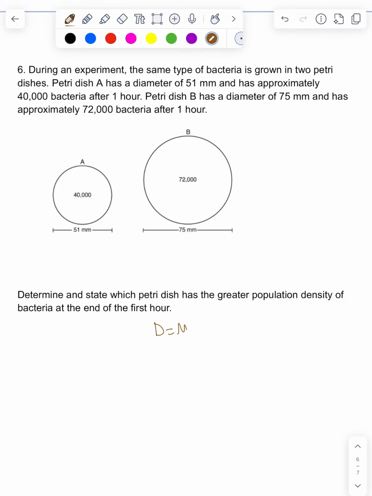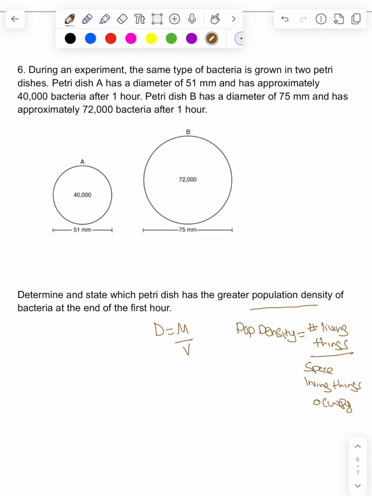So D equals M over V. And remember, when we're talking about population density, what we're really talking about is the density of living things, how spread out living things are in the area that they are inhabiting. So instead of mass, we're talking about the number of living things. And then instead of volume, because that's for inanimate objects, we're talking about the space the living things inhabit or occupy. So basically it's a measure of how spread out the bacteria are in their petri dish.